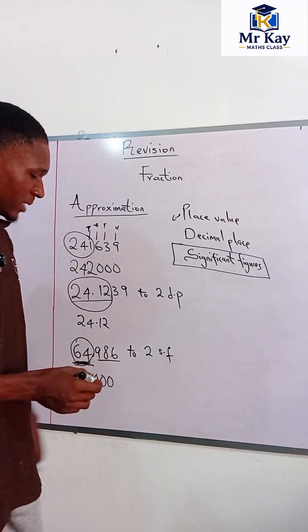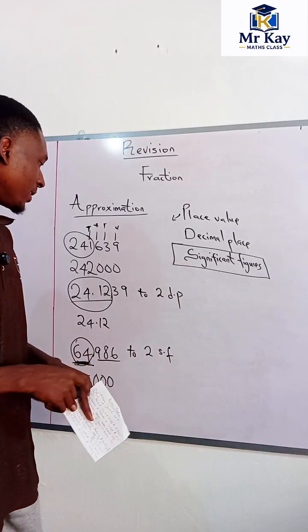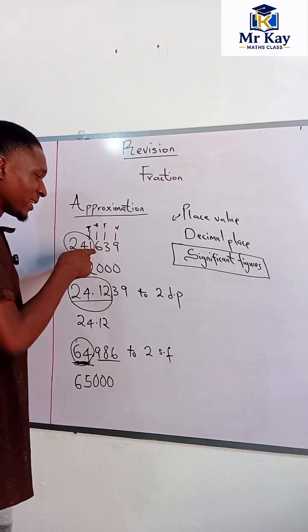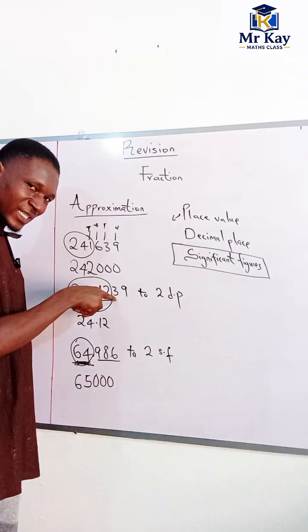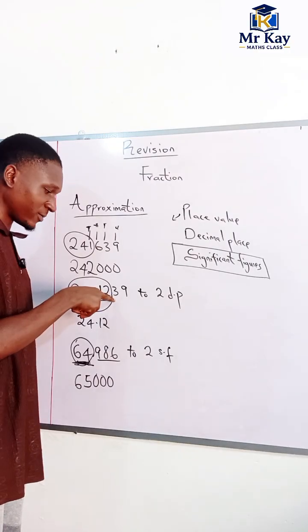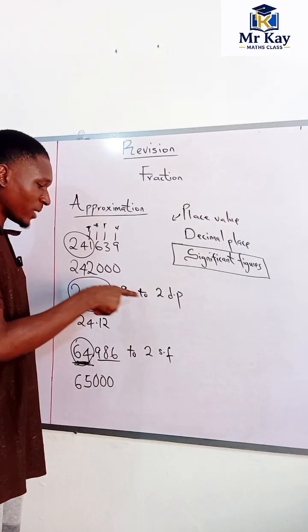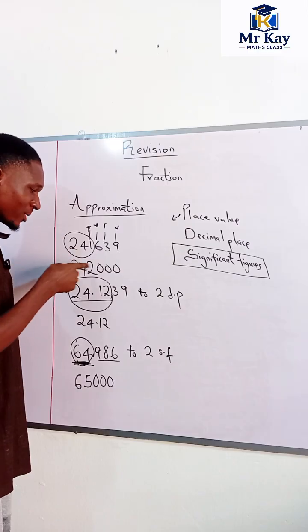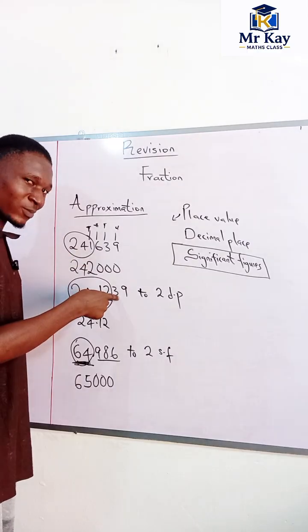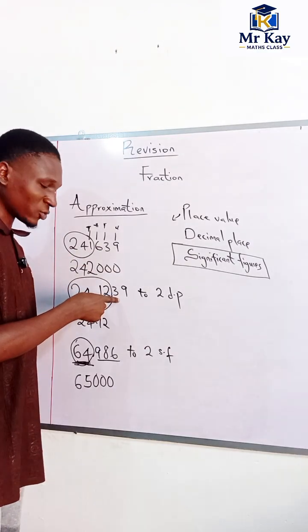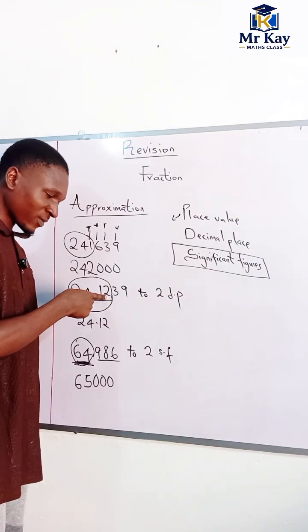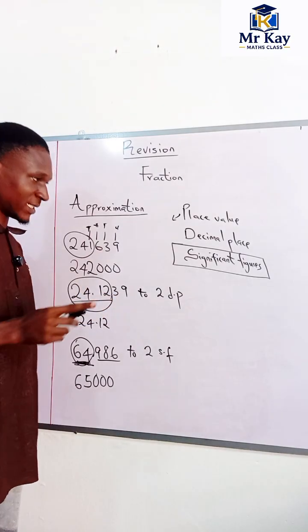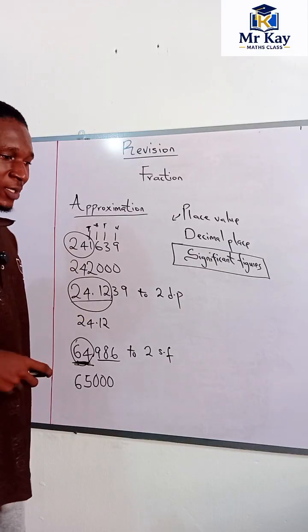So one of the major problems, the mistake that you people make, is you don't check the next number before you change them to 0. Make sure you check the next number if it is up to 5. That is the major mistake you can make. After you might have approximated to the number you are asked to approximate to, check the next number and confirm that the number is up to 5 before you increase this one by 1. And if it's not up to 5, you leave it like that. That is it about approximation.